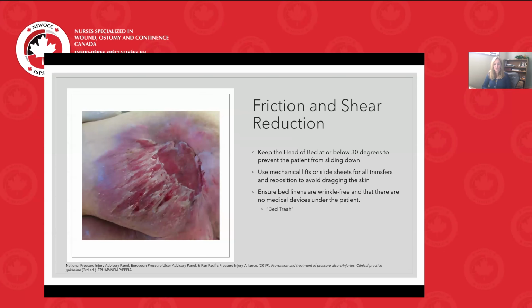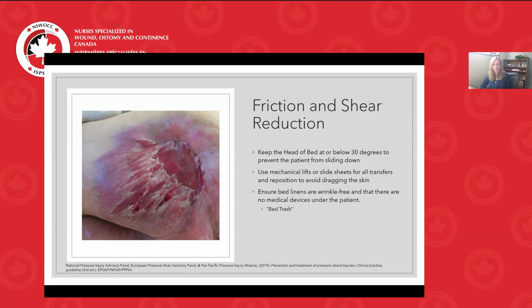When we talk about friction and shearing, this is a good example of a patient that had a lot of friction and shearing. He was a quadriplegic who utilized a sliding board for all of his transfers. So when he came in, he had all of this shearing next to it. You can see how the skin almost has that striated look to it. That is because he was just sliding back and forth, causing the injury.